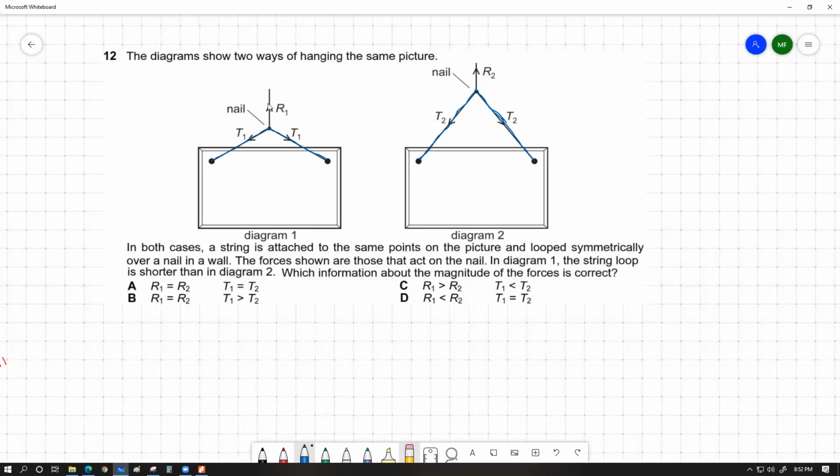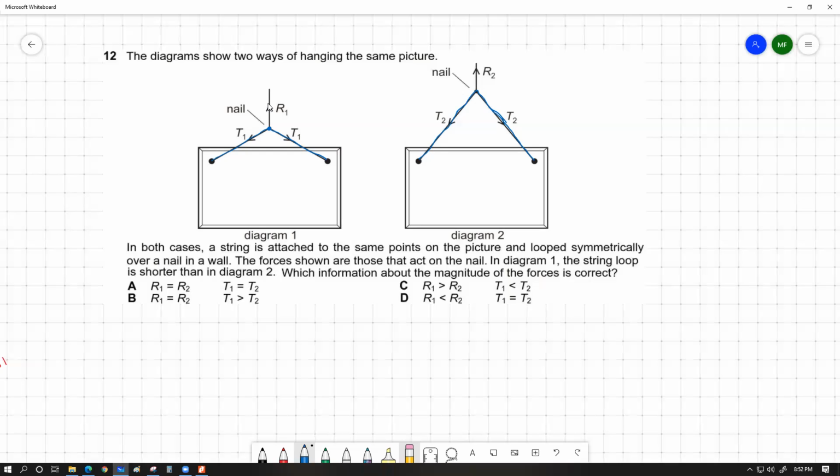Here these three forces are going to create equilibrium. Here these three forces are also going to create equilibrium because we want to have the object in stationary case. Now here's the deal. The resultant of T1 and T2 should be equal and opposite to R1. Now what you need to understand, in this case the three forces that we have shown are the forces experienced by the nail. Try to understand this part.